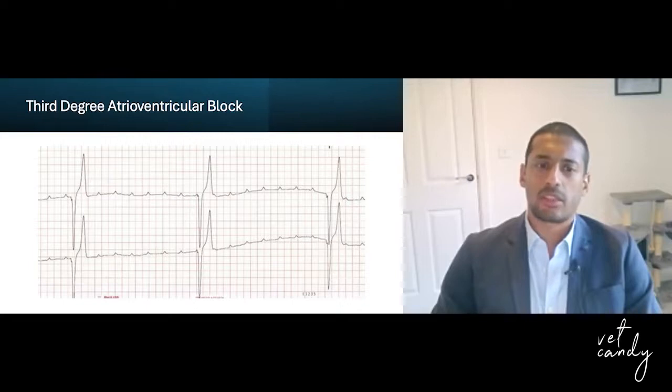The ECG in third-degree AV block shows lots of unconducted P waves and a slow ventricular escape rate with wide QRS complexes that are not associated with the P waves.